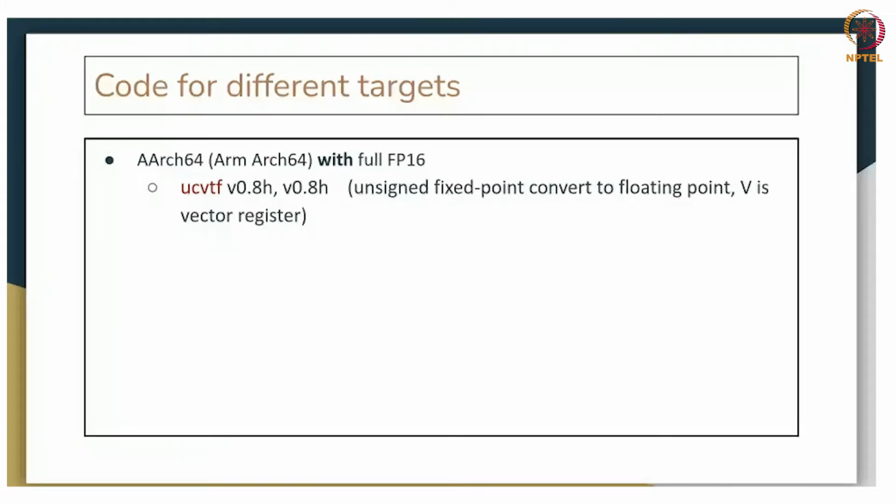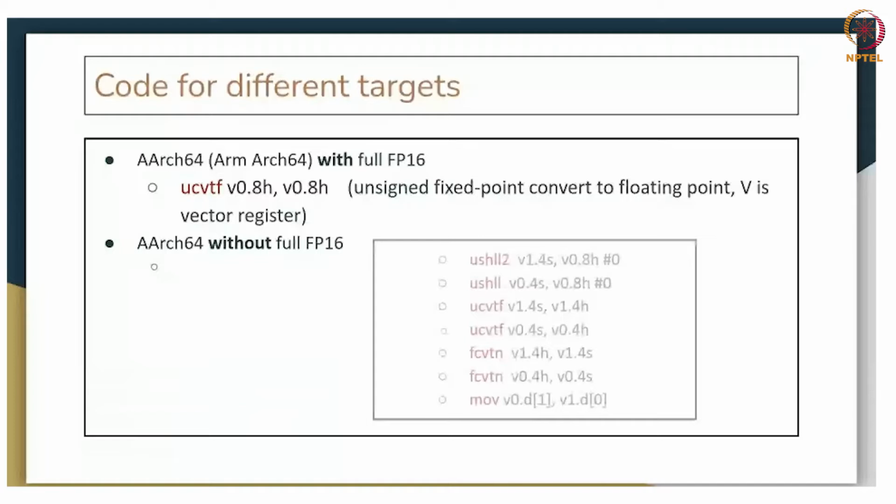But without full floating point 16 support, the number of instructions required is on the higher side. Like the instruction sequence, where all the registers starting with V stand for vector registers, here you're doing it with a different sequence of instructions. So based on the architecture, even within the same target, if there is no full floating point 16 support, then the number of instructions will be different. So that is target specific.